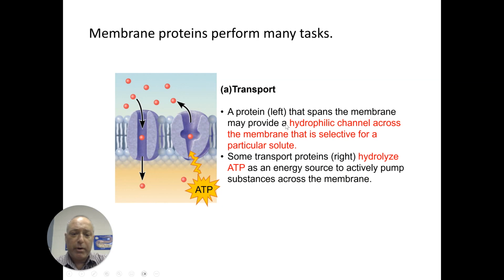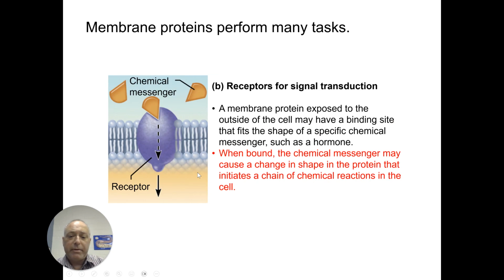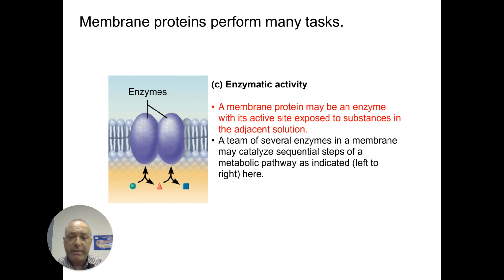So many tasks of the membrane. The first one is transport. There's a channel that's formed through the transmembrane proteins, these integral membrane proteins, and it's a hydrophilic channel because it allows water, and it's selective for a particular solute. Some use ATP, some do not. Receptors. When bound, the chemical messengers cause a shape change in the protein. It's a conformational change that will initiate some chain of reactions leading to some kind of signaling. Enzymatic activity. Some integral membrane proteins work as enzymes with active sites, and you can see them processing substrates here.